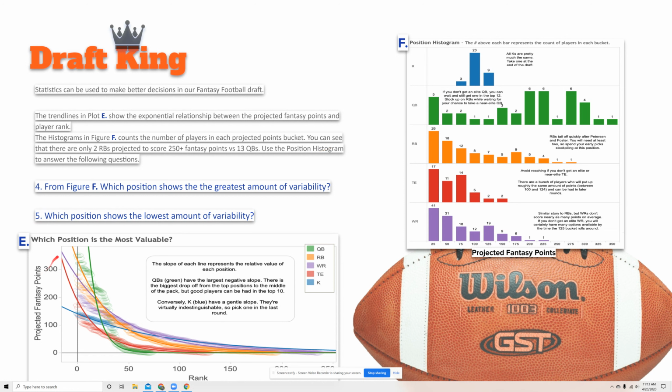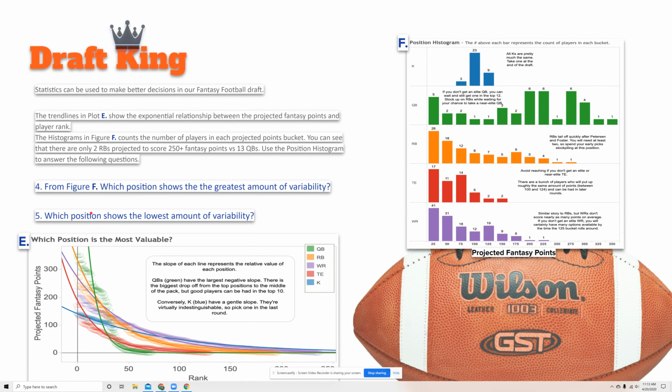So as you can see, although quarterbacks have a lot steeper decrease for the projected fantasy points, you're still going to have a lot more quarterbacks that are going to score 200 points or more than you have running backs that are going to score that amount. So that's why people tend to draft running backs early in a fantasy football draft. But you can see that here.